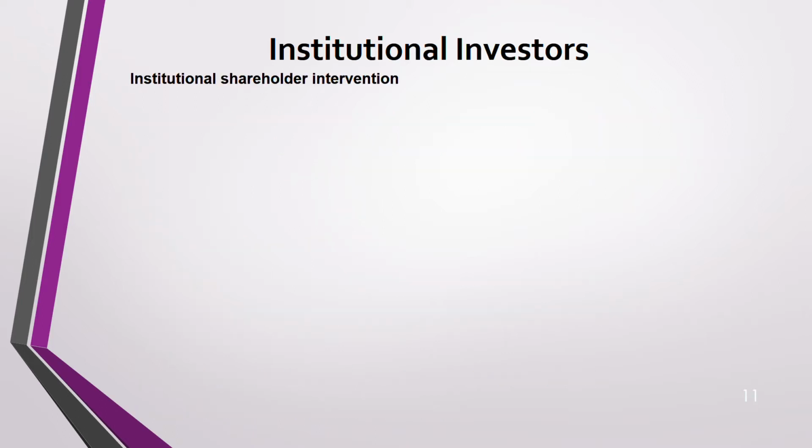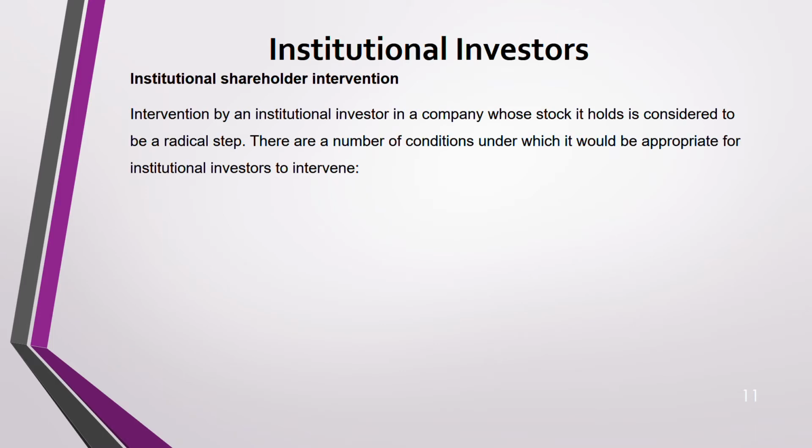So then we are moving on to institutional shareholder intervention. Now, in what places can they intervene? What are the scenarios under which they can intervene? Okay. Intervention by an institutional investor in a company whose stock it holds is considered to be a radical step. Most of the time, they do not intervene. But where they intervene, it means something serious must have happened in the company. It's a very radical step.